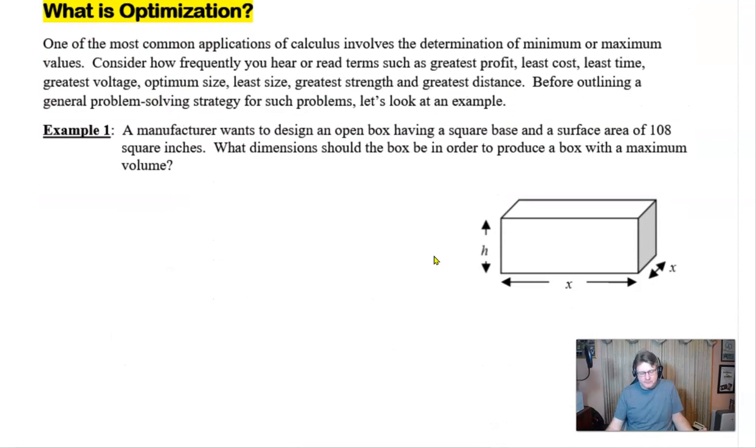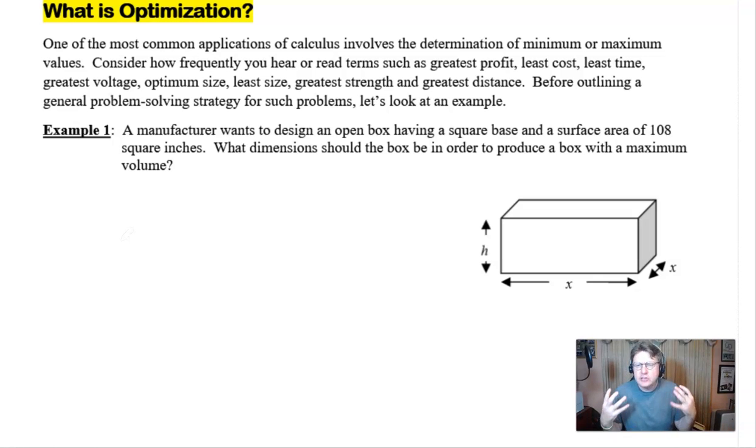And that's what we've got right here in example number 1. Let's say that you are a manufacturer and you want to design an open top box that has a square base and a surface area of 108 square inches. What dimensions should the box be in order to produce a box with a maximum volume?